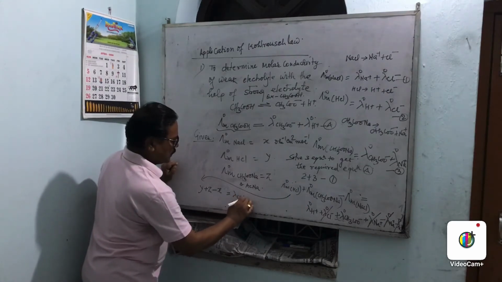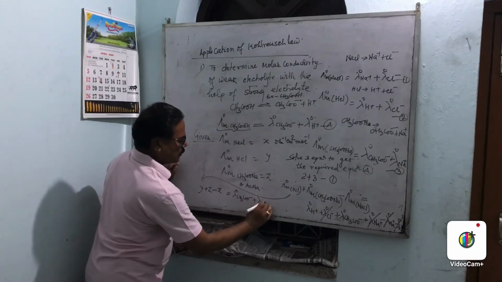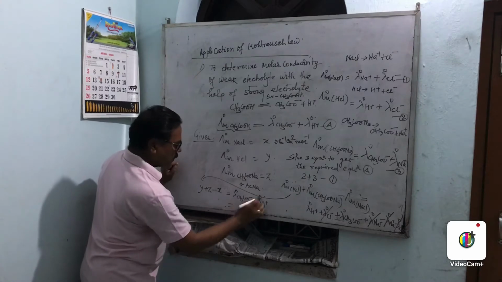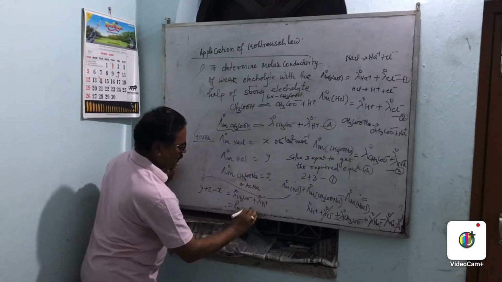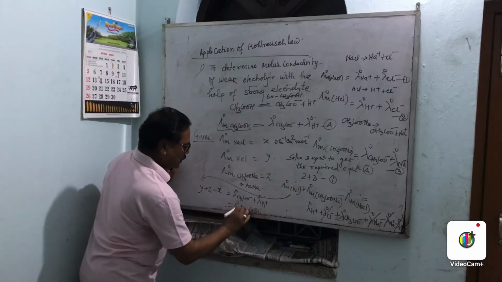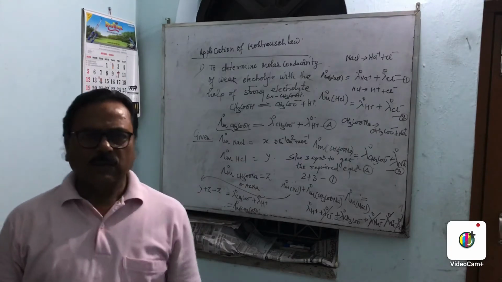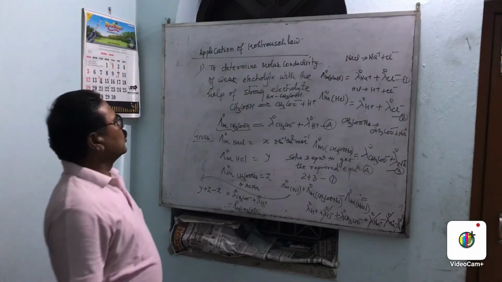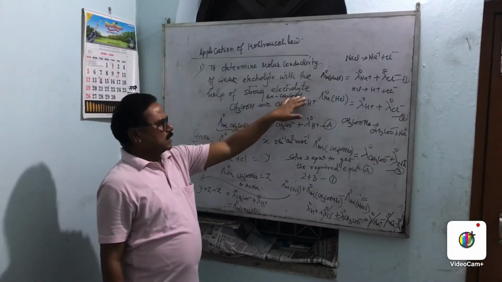Lambda C S3 C00 minus this one, and this is lambda H plus, and this one. What do we write? This one is the molar conductivity of sodium acetate. So in this way, our aim is to determine the value of molar conductivity for a weak electrolyte, such as acetic acid.